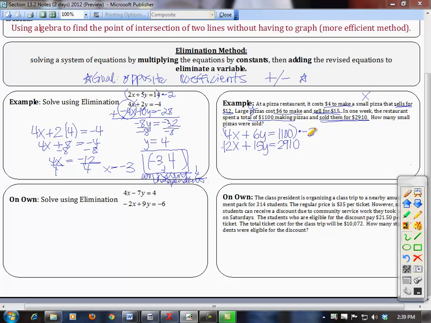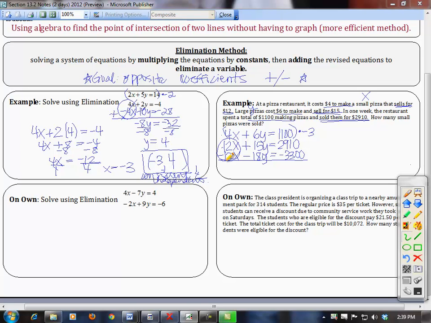So, with our calculators, 4 times negative 3 is negative 12x. 6 times negative 3 is negative 18y. And 1,100 times negative 3 is negative 3,300. Now you'll notice I have a positive 12 and a negative 12. So I'm going to circle them because those are my opposites.